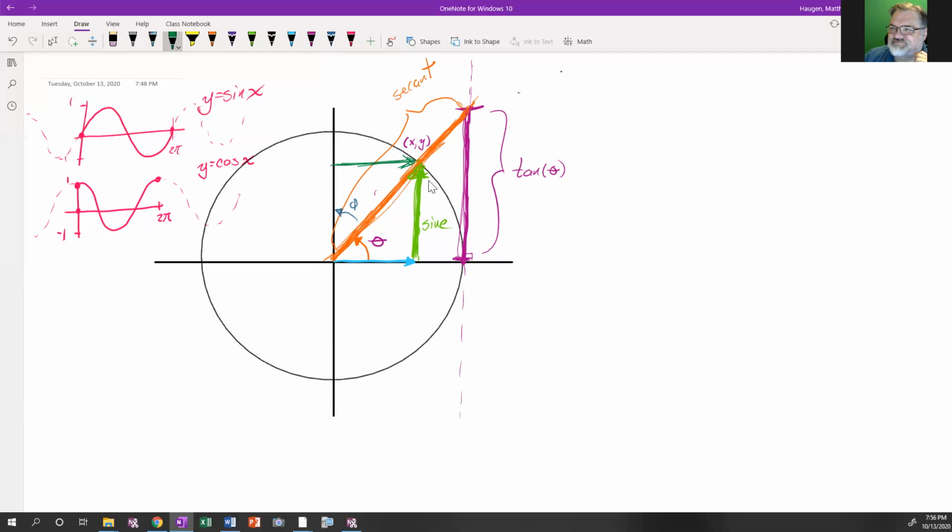Well, notice that dark green sine of phi is the cosine value. It's the same as this x value, that cosine of theta. So that's your cosine value. Similarly, if we went tangent at this point, that length from there to there, that's your cotangent value. And from there down is your cosecant value.